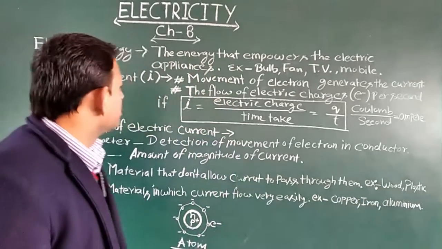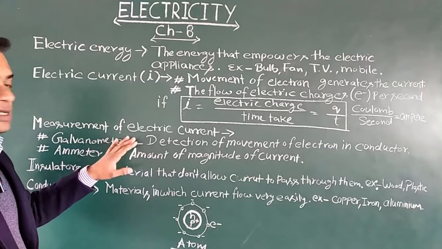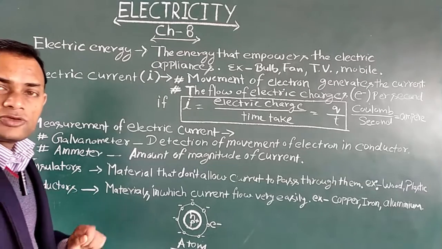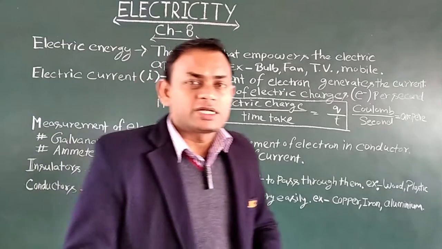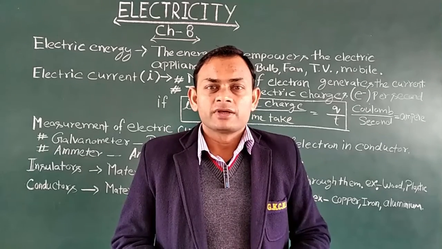So today I told you about electric energy, electric current, and measurement of the electric current like galvanometer, ammeter, insulator and conductor. These were some important things which I told you today, and in the next video we will discuss some other things in this chapter.